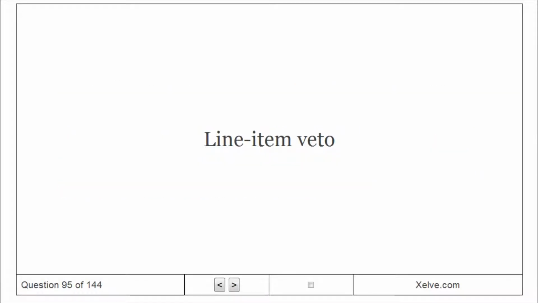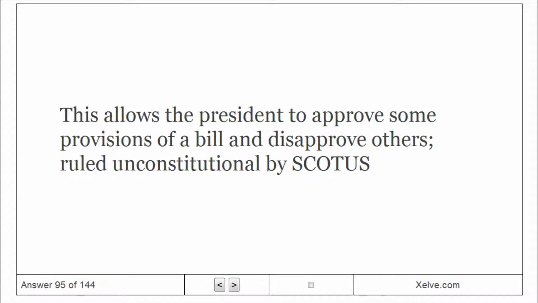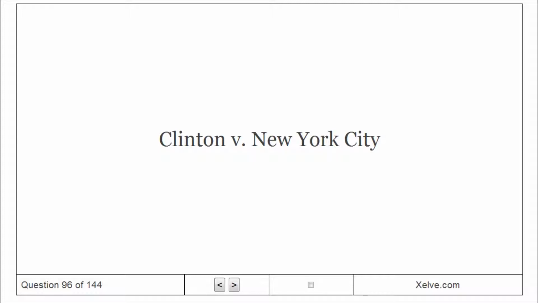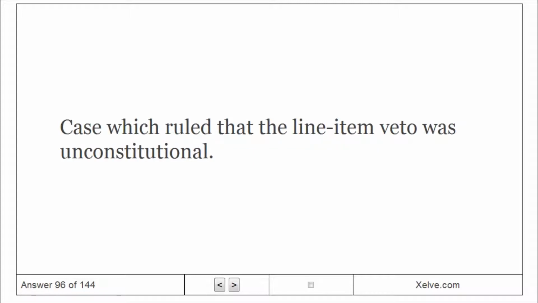Line item veto. This allows the president to approve some provisions of a bill and disapprove others, ruled unconstitutional by SCOTUS. Clinton v. New York City, the case which ruled that the line item veto was unconstitutional.